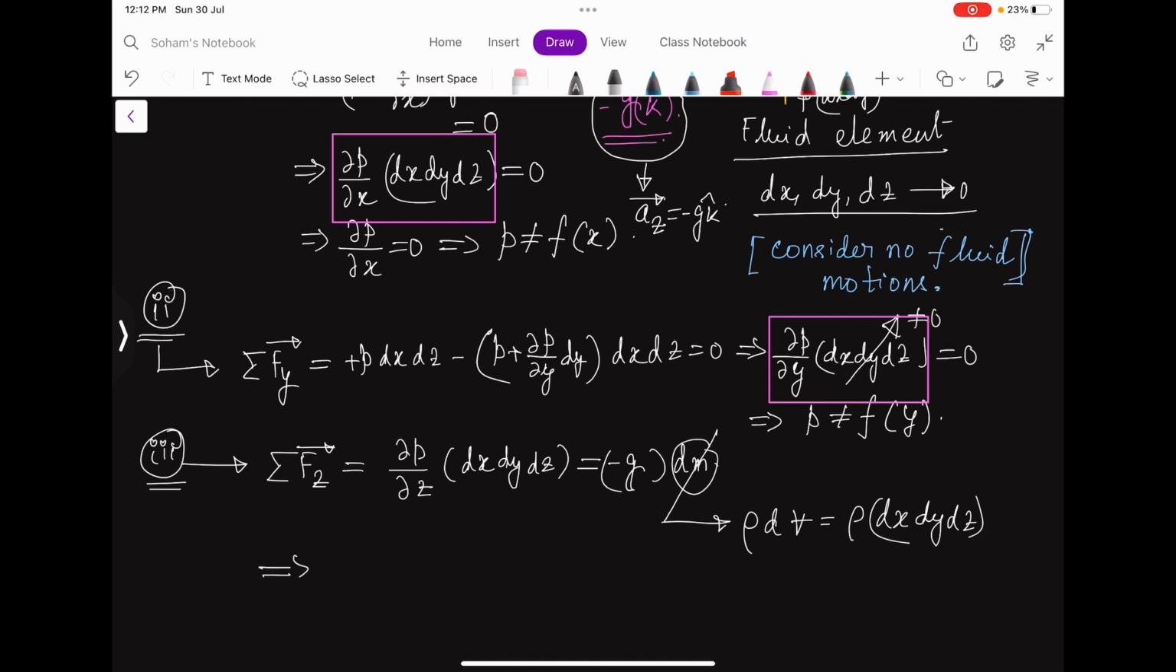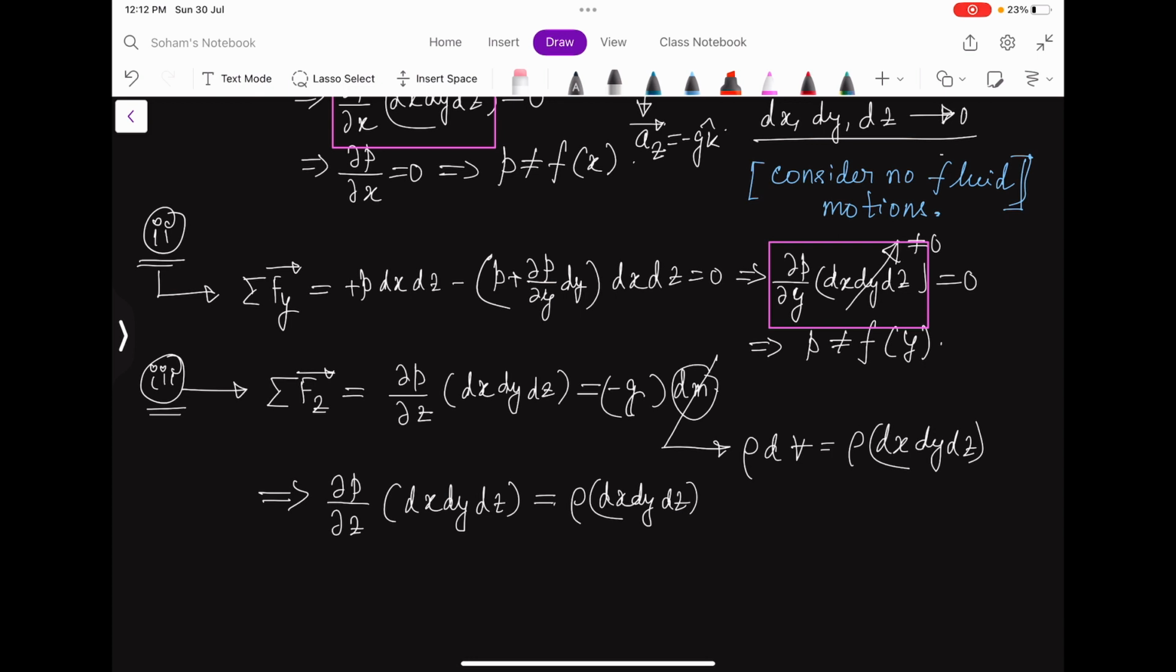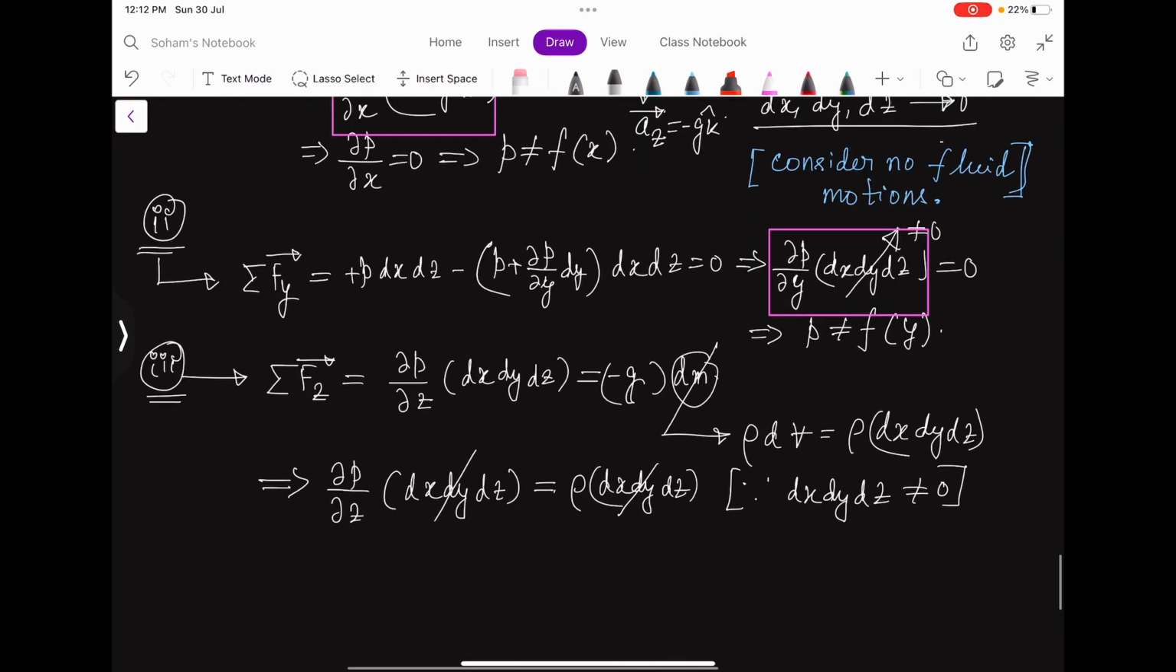So that's why the equation becomes, and that is equal to minus rho into dx dy dz. Because dx dy dz are not equal to 0, these are certain mathematical concepts that you cannot ignore in your semester exam. So I have derived all this very carefully, and the same steps you have to follow in your semester exams also. So there was a g with a minus sign, and the equation becomes dp dz equal to minus rho g.